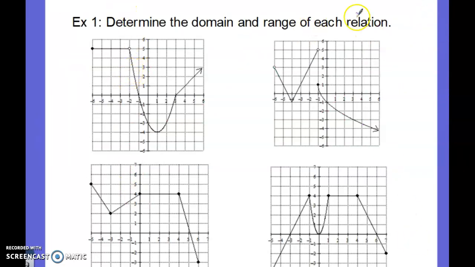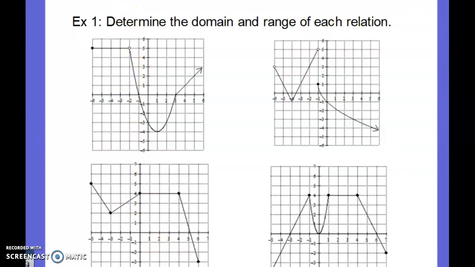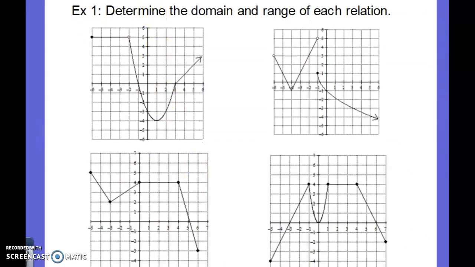So here's 4 graphs for you. I'm going to have to move this down so you can see it. And I'm going to ask you for the domain and range. The easiest way to explain the domain is to go for the x values left to right. So you can see that there's a leftmost x value on this problem. 1, 2, 3, 4, 5, 6.